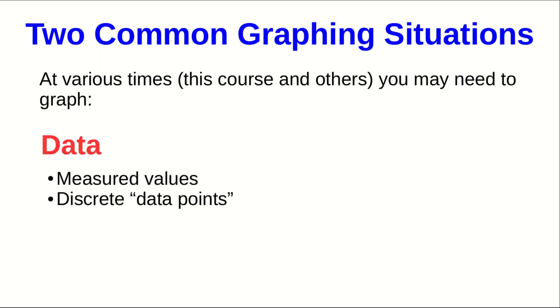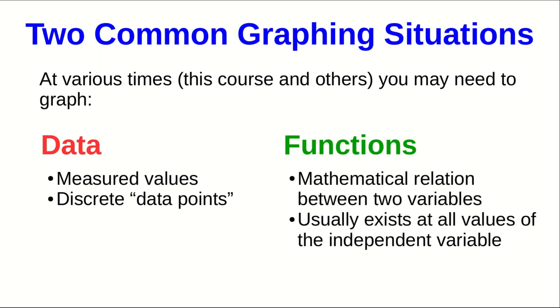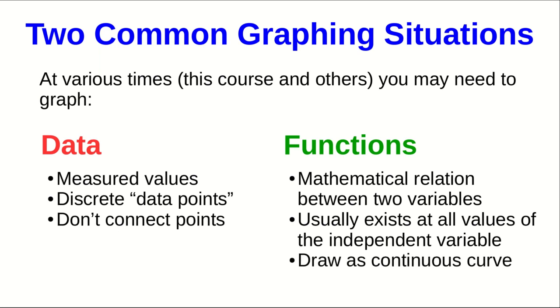There are two common situations you'll encounter. One is where you're graphing data, which is measured values and would exist with discrete data points, as opposed to graphing functions, where you have some mathematical relation between two variables, and that'll usually exist at all values of the independent variable. There are discrete functions, but in the sciences and engineering, we're usually dealing with continuous functions. Because data only exists at discrete data points, you don't connect the points, because those lines connecting them would be meaningless. But for functions, you generally believe that there are values everywhere in between the points you've actually plotted, and so you draw a continuous curve through.